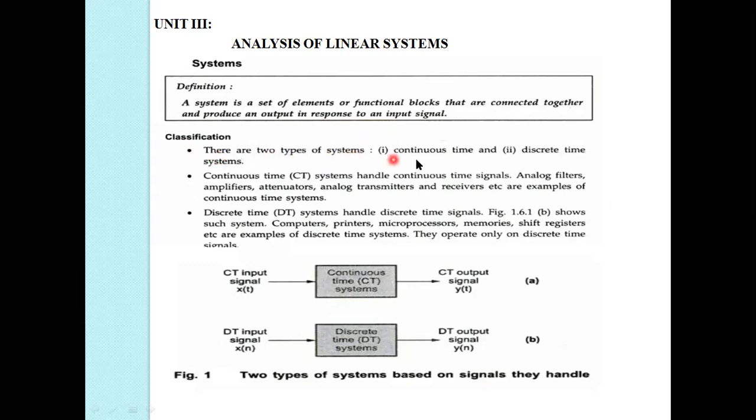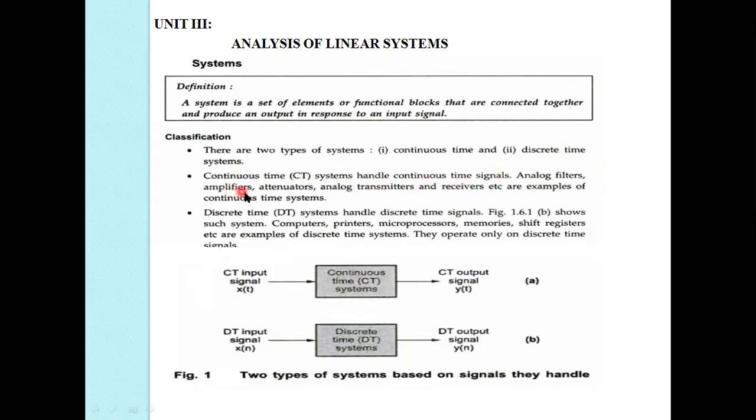There are two types of systems, continuous time system and discrete time system. So what is a continuous time system? A continuous time system handles continuous time signals. See, my dear students, the continuous time system has a continuous input signal and a continuous output signal. Continuous time systems handle continuous time signals.